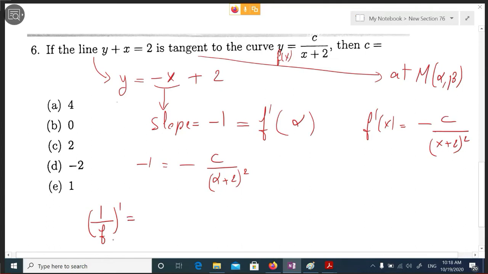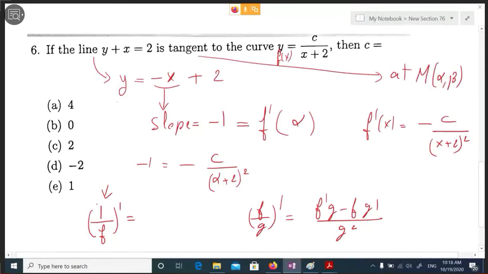This is not the quotient rule like that, F over G. Okay, this one is (F prime G minus F G prime) over G squared. But this is also the quotient rule. This is a special case of the quotient rule.